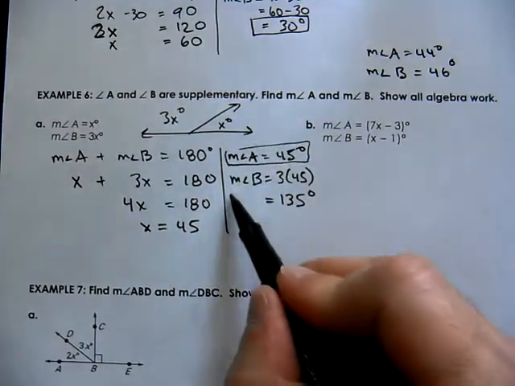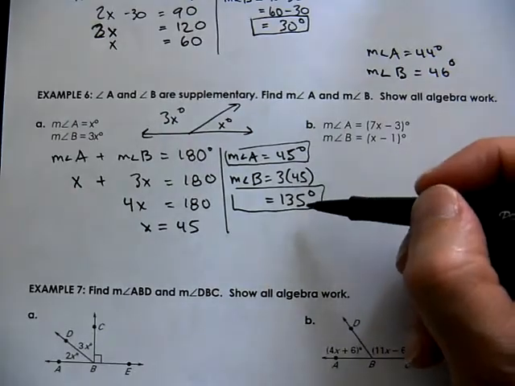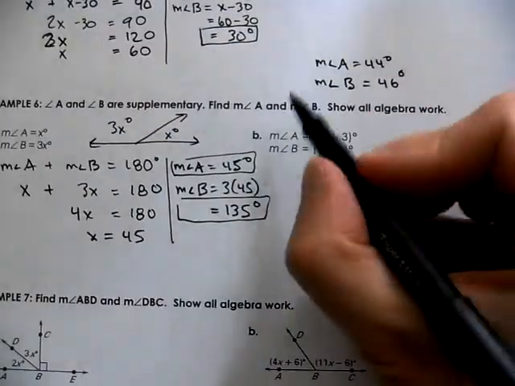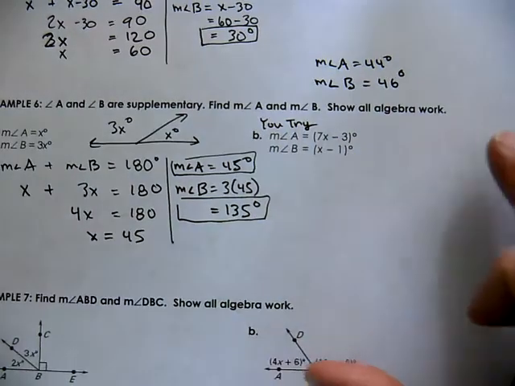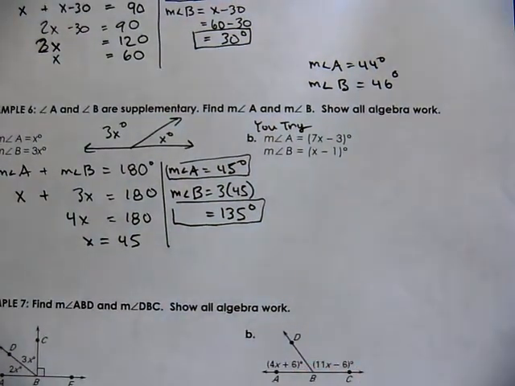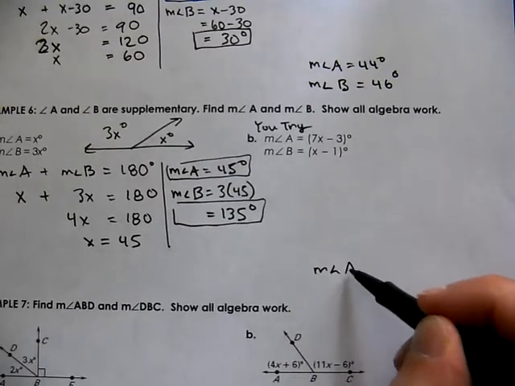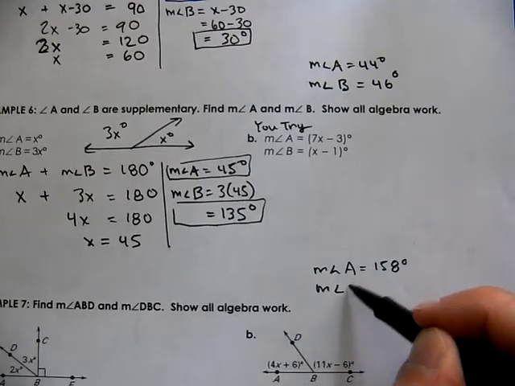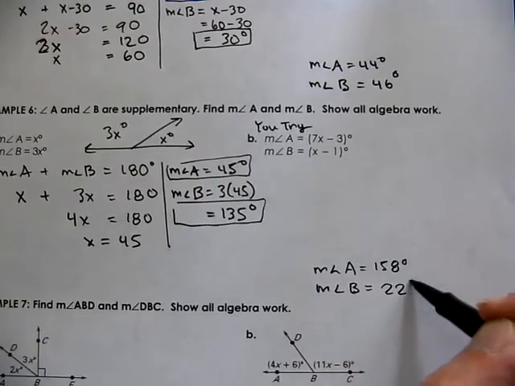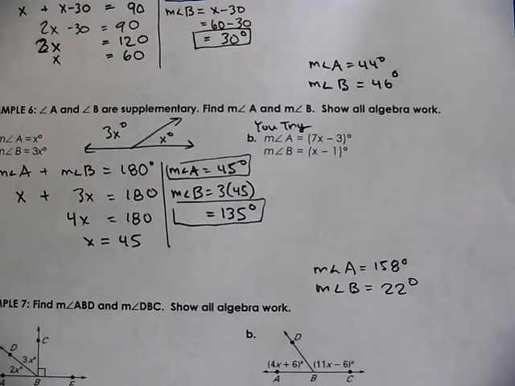Alright, so once again you should be able to check your answers here, add them up. Do they add up to 180? Yes, they do, so we did our work just fine. Alright, so you try part B, set that up, work it out, and then check your answers when you're done. The measure of angle A is 158 degrees, the measure of angle B is 22.